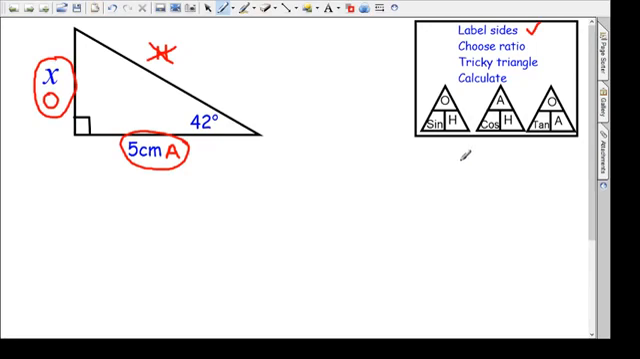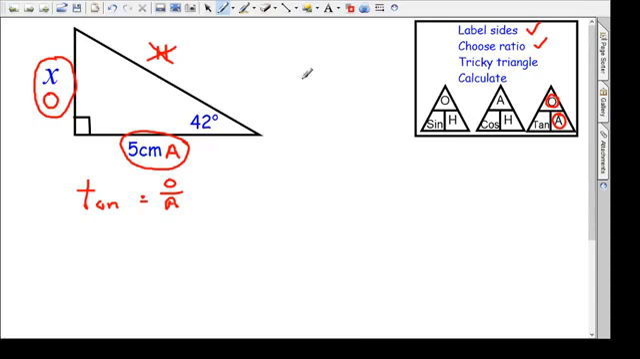We look across our list. This one's got a hypotenuse in it, so it's not that one. That one's got a hypotenuse, that one's got an opposite, and that one's got adjacent. It's a tan problem, so we are going to use the tan ratio. And a very handy thing to do is just write tan equals O over A. Okay, choose ratio, done.